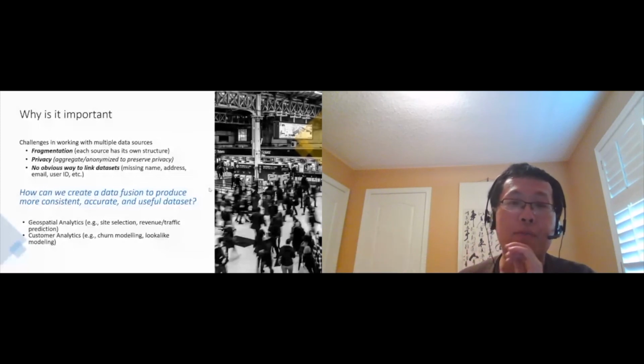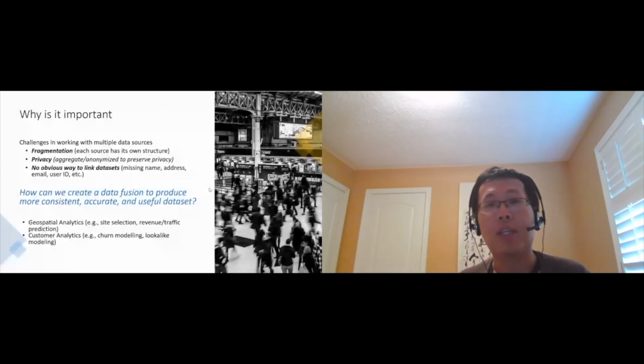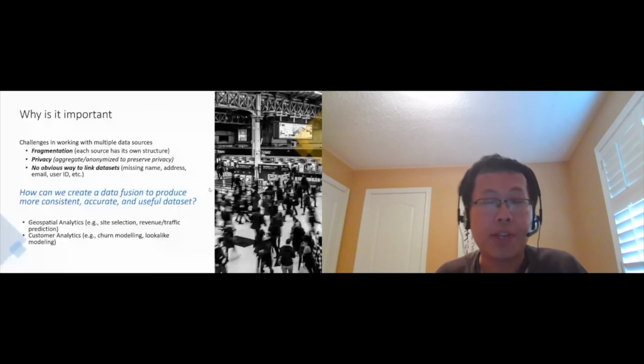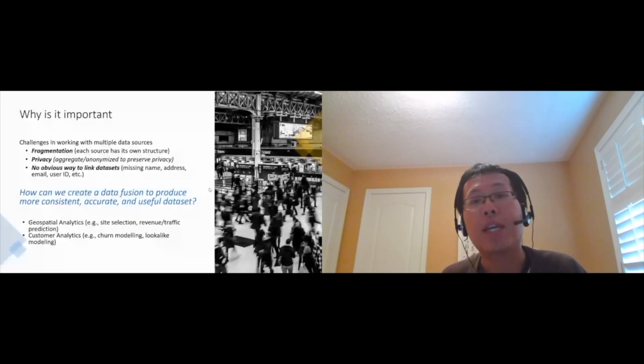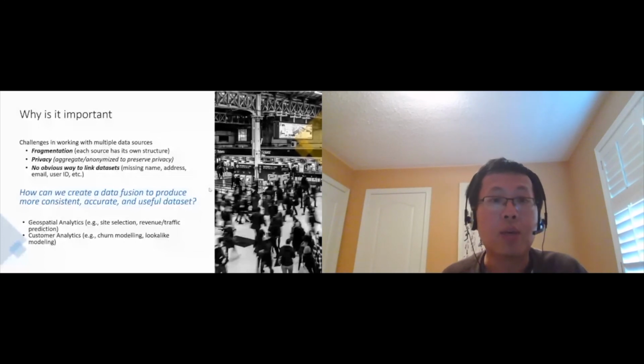When you have, let's say, 5 different data sets, your first party internal CRM data, maybe the census, maybe some third party data that you bought from some vendors, they sometimes don't have names or addresses, user IDs, things like that, where you can join these data sets together. So trying to harmonize the data is very difficult. So the key question we want to answer here is how can we create a data fusion from all of these sources to produce a more consistent, accurate, and useful data set for modeling.